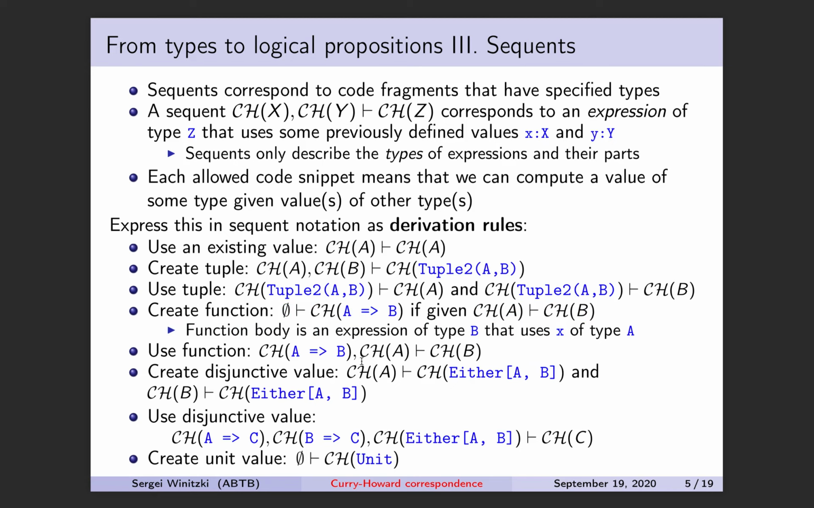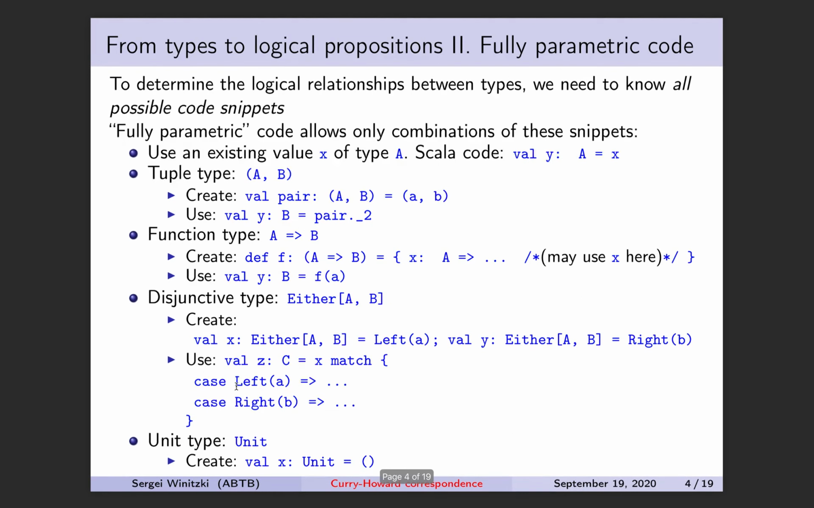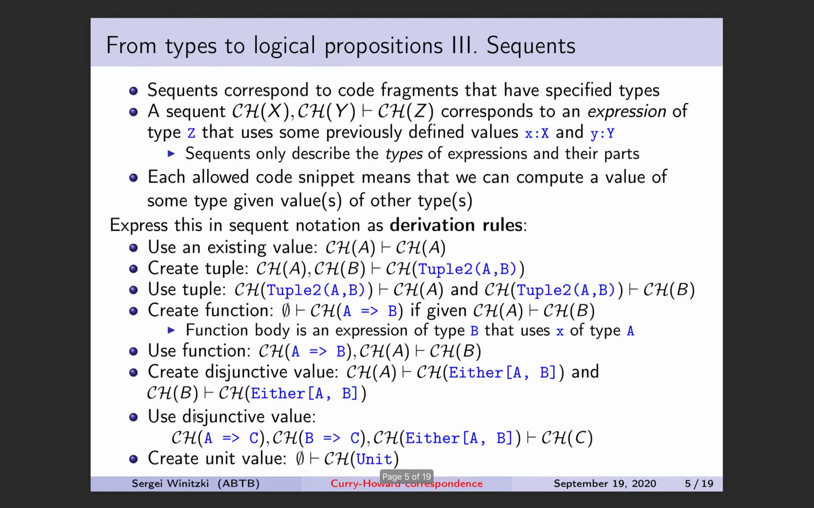To use a function, we just have the premises that we have a function of type A to B, a value of type A, and the goal is that we have a value of type B. And the proof of this sequent is simply this code. To create a disjunctive value, we have two possibilities, and so there are two different sequents. And to use a disjunctive value, we have this match expression, which is this sequent. And the code is the proof of this sequent.